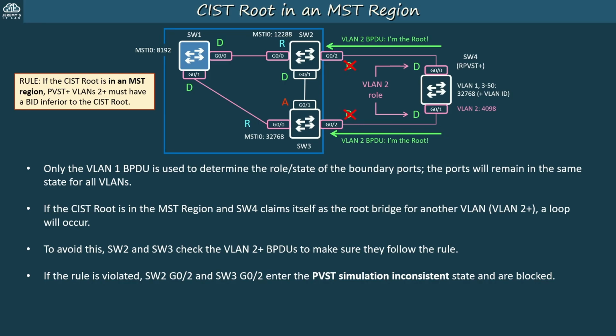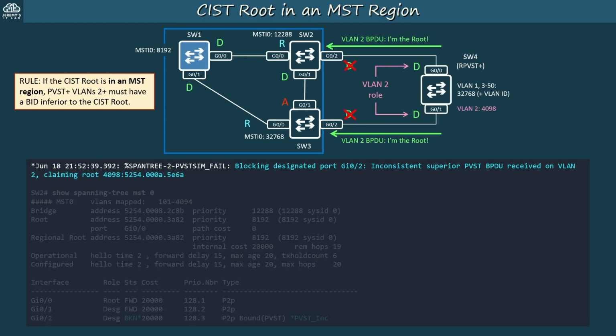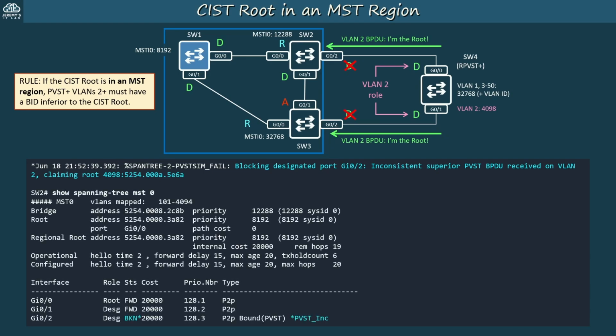And remember, these ports have the same state in all VLANs, so this means that no traffic from switch 4 can enter the MST region now. All VLANs are blocked. Here you can see the syslog message that switch 2 shows when it receives the BPDU from switch 4: Blocking designated port G02, inconsistent superior PVST BPDU received on VLAN 2, claiming root, and then switch 4's bridge ID. And in the output of show spanning-tree MST0, you can see that G02's status is broken. It's in the PVST simulation inconsistent state, blocking all traffic.